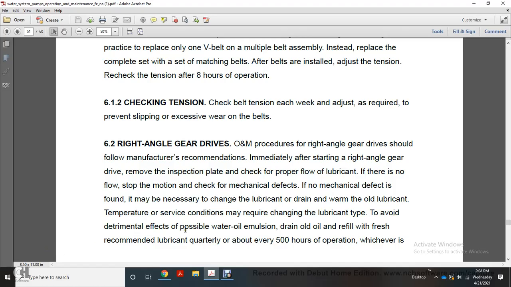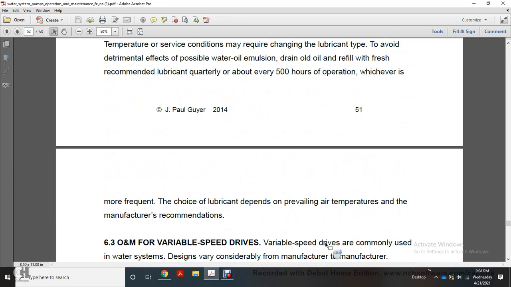Temperature or surface conditions may require a change. Be careful of the lubricant type to avoid the detrimental effect of possible water or oil emulsions during the oil refill with fresh lubricant. Change the lubricant quarterly or about every 2500 hours of operation, whichever is more frequent. The choice of lubricant depends on the prevailing air temperature, within the manufacturer's recommendation.